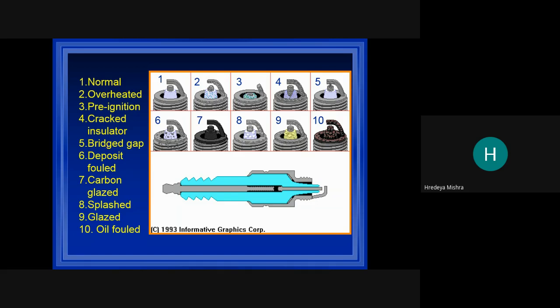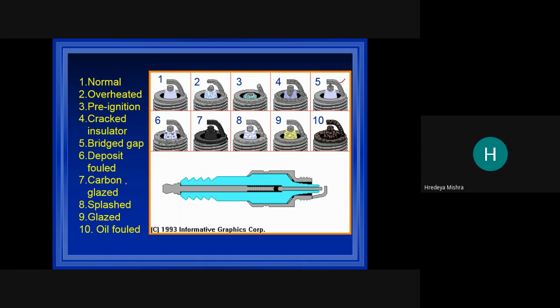5th, bridged gap. Between the side electrode and the electrode, the gap is missing, but a gap must be there. So this is not the correct position. 6th, deposit fouling. See here, impurities are connected between the side electrode and the electrode. Due to these impurities, the spark is not properly generated.